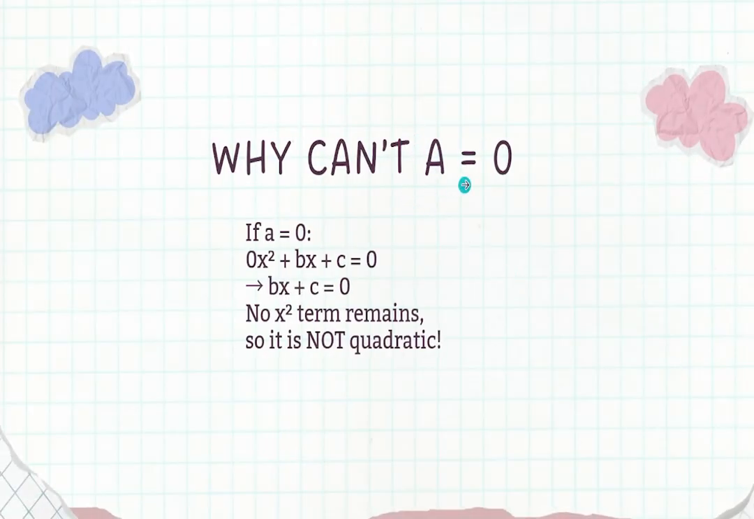And why can't a be 0? If a is 0, it's going to be 0 x square plus bx plus c. 0 into x square is going to be 0, since any number multiplied by 0 is 0. So this x square is going to disappear. So it's just going to be bx plus c, and here the highest power of x is not 2. Here the highest power of x is 1. So this is not quadratic. So that's why a cannot be 0.